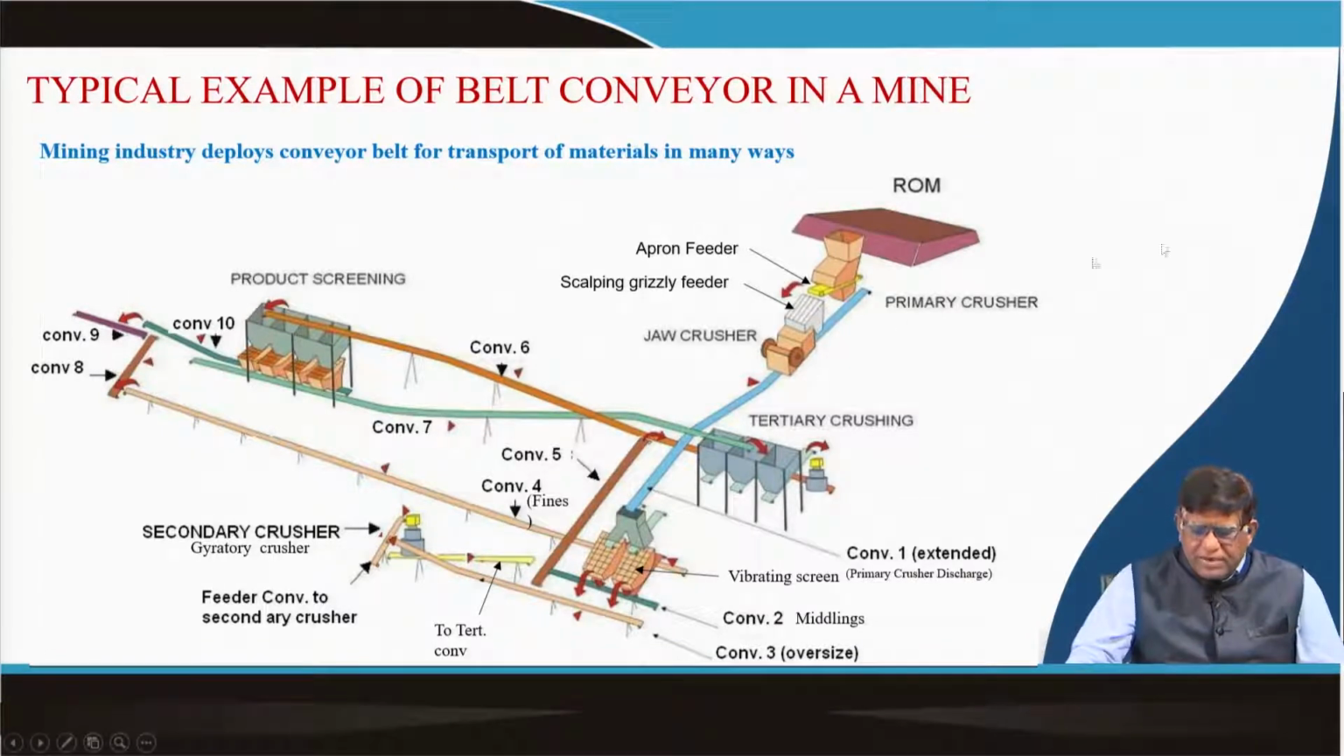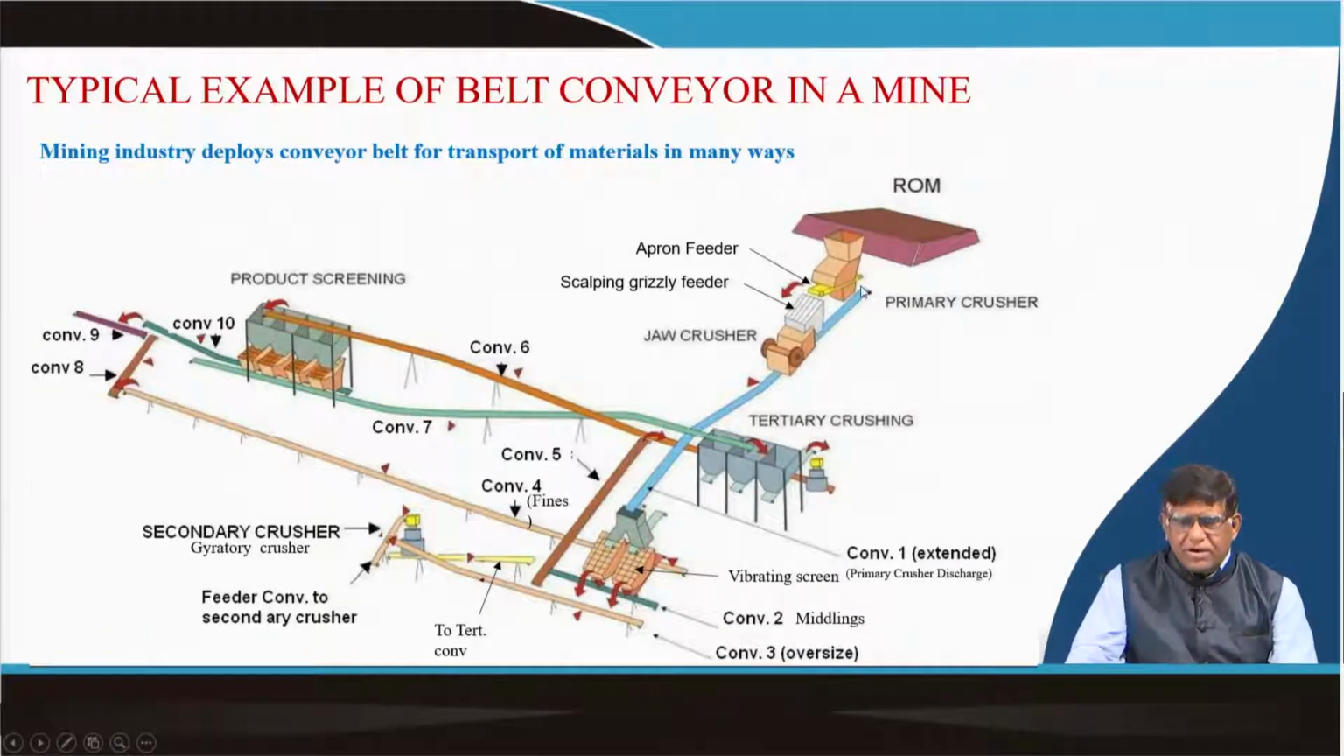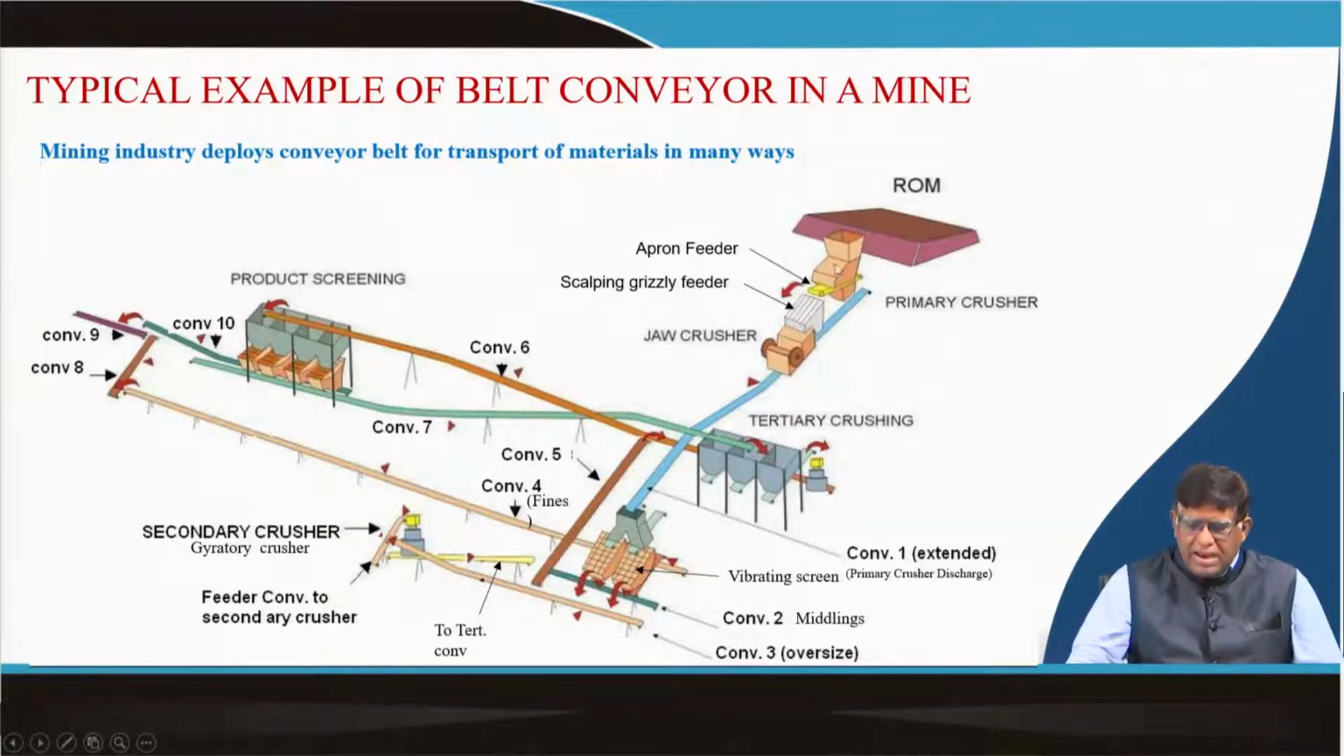This is an example. You can see that the run of mine can come, and then it will go to a primary crusher. From the mine it will be coming to an on-site crushing plant. The truck will bring the material up to there, then the crushing plant will crush, and then through a feeder called an apron feeder, they will be giving it to other crushers. From that, this crushed material will be given to a conveyor belt. This is conveyor belt number 1.